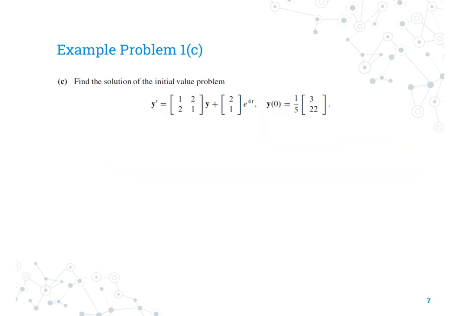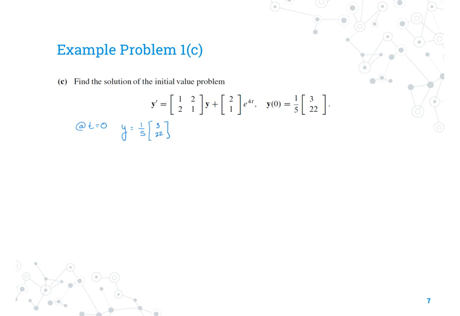For the last example here, problem 1c, I ask you to find the solution of the initial value problem y prime equals the matrix 1, 2, 2, 1 times y plus 2, 1 e to the 4t. So same setup, same problem, but now instead I give you an initial value for y, where y of 0 is 1/5 times 3 and 22. So in this case, what we need to remember is at times 0, when t is 0, y is equal to 1/5 times the column matrix 3, 22.